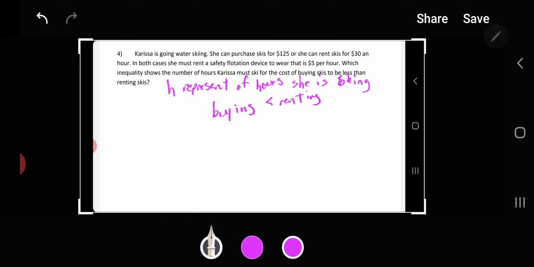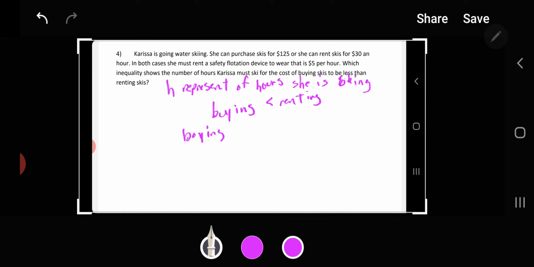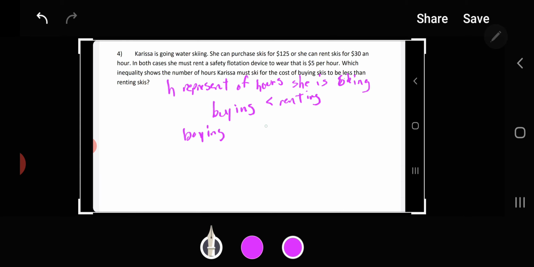Okay, well first let's find out how much it would cost her if she was buying. So buying can be represented with the following. Well, it's $125 to buy the skis. But while she's skiing, she has to rent this flotation device for $5 per hour. So plus 5H. So $125 for the ski plus $5 for every hour she's out there for the flotation device.